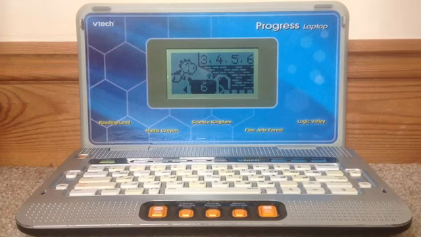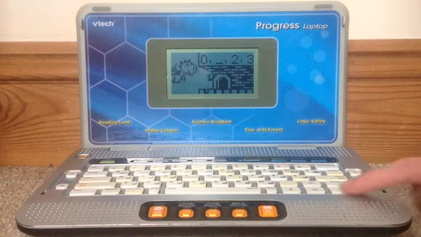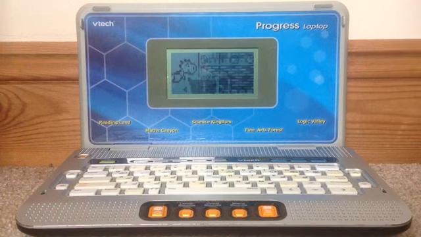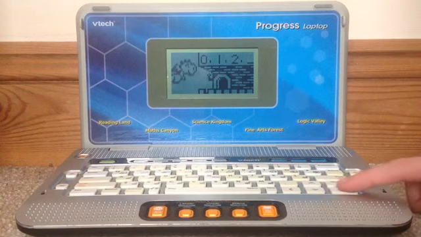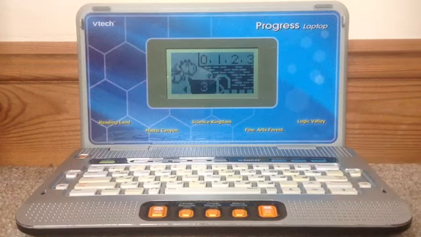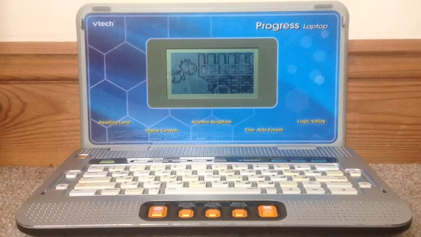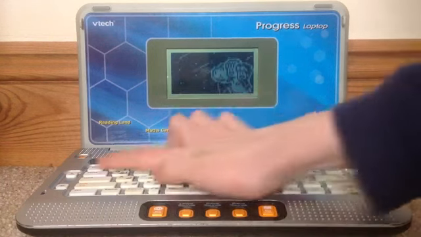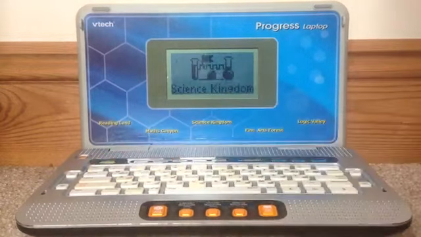Try the next one. Fill in the missing number. Wow! 1 is the missing number. Try the next one. Fill in the missing number. That's right! 3 is the missing number. Here's your score! Wow! Incredible score! Choose a science kingdom.